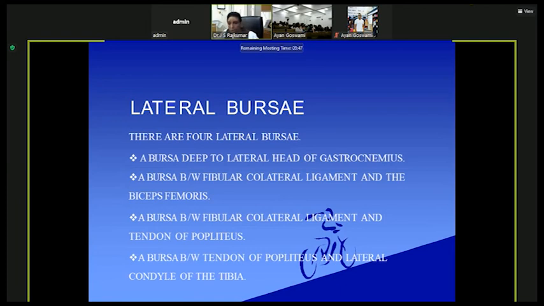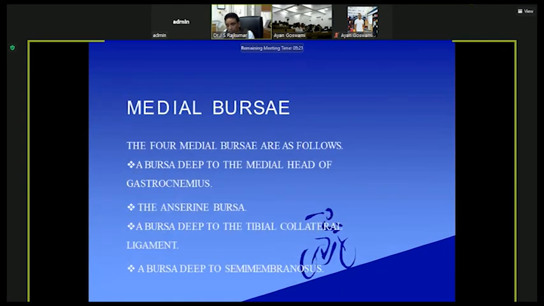So, coming from outside to inside, friends, there are 4 lateral bursae. Take the lateral head of gastrocnemius, medial to that you have the collateral ligament, and then between collateral ligament and biceps femoris you've got 1, and between collateral ligament and popliteal tendon you have 1, and very, very deep is between the tendon of the popliteus and the lateral condyle itself. Okay, so I've told you about the lateral and anterior bursae.